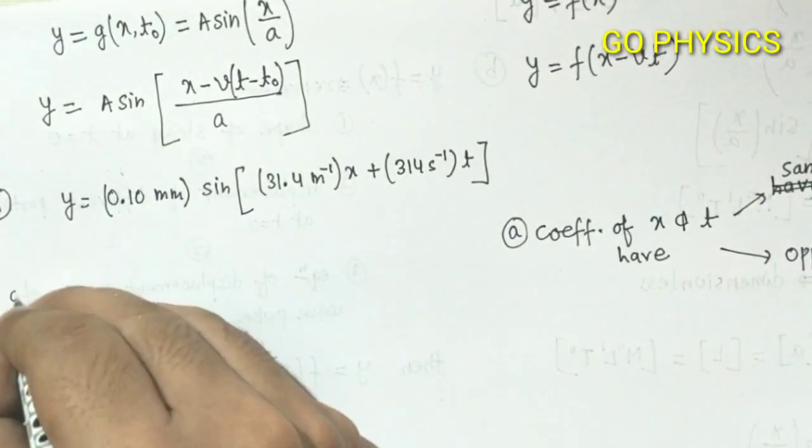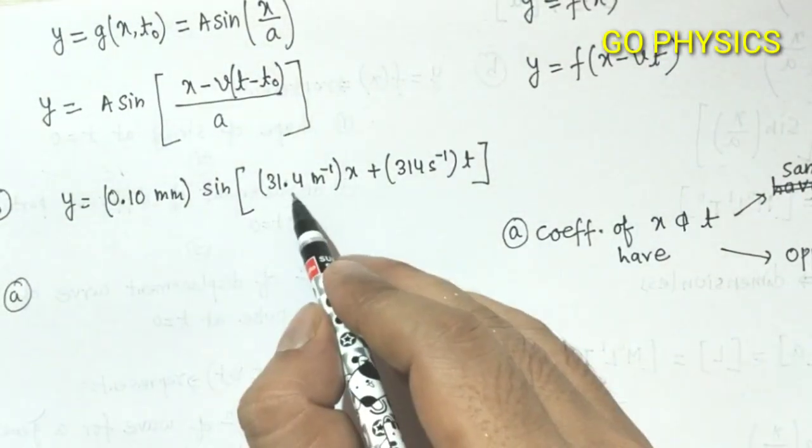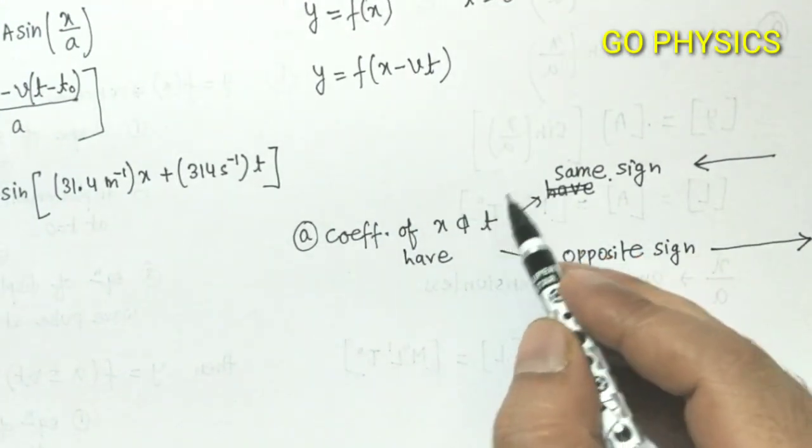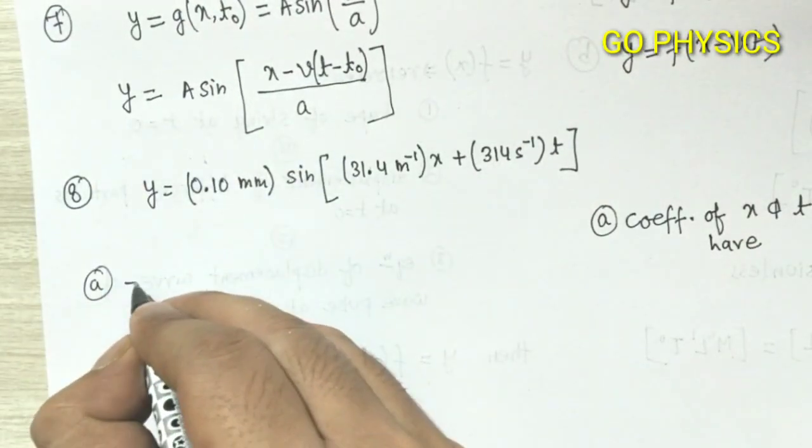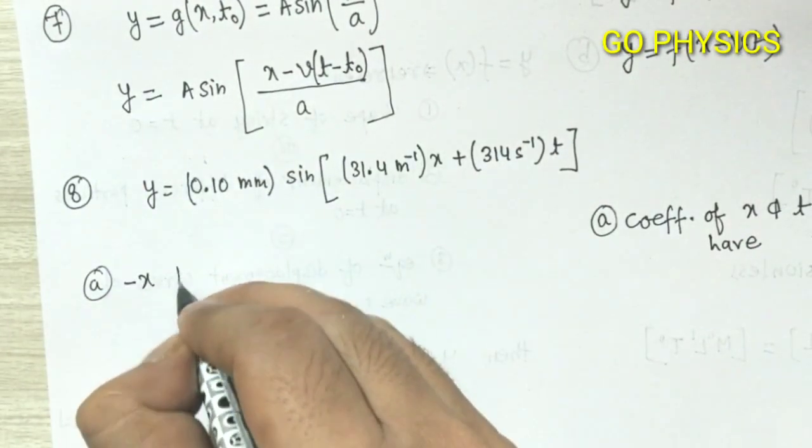So in our given question, we can see that the coefficients of both x and t are positive. It means that the given wave is traveling along the negative x direction. So the answer to the first part is the negative x direction.